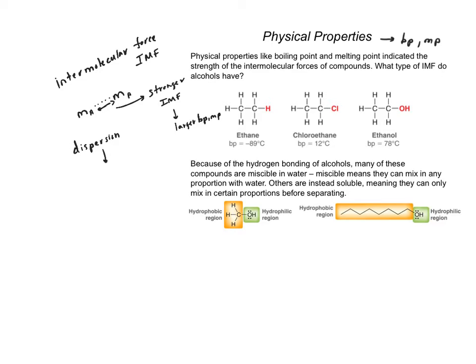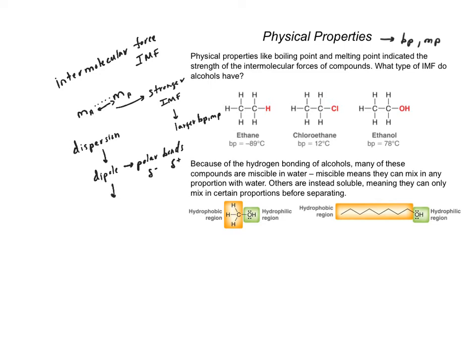Another type of intermolecular force was dipole. So dipole force, this is for molecules that actually had polar bonds in them. So we had polar bonds in the molecule. And again, those polar bonds created a dipole moment, and it was the interaction of those dipole moments, those partial positives and partial negatives, that was giving rise to this interaction, this intermolecular force.